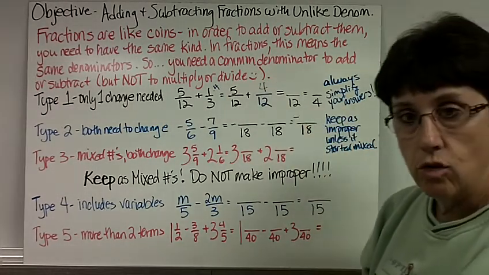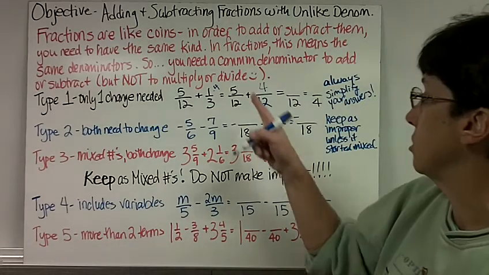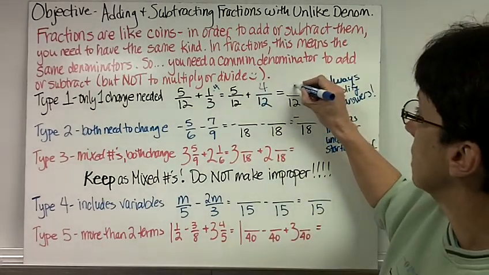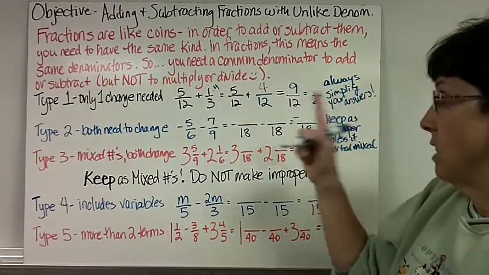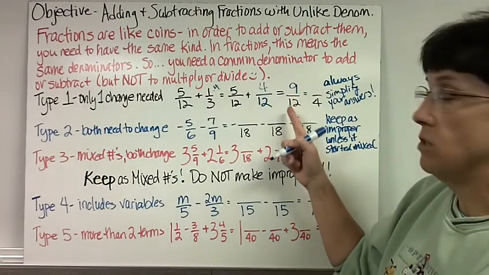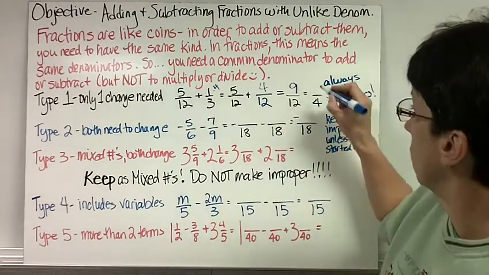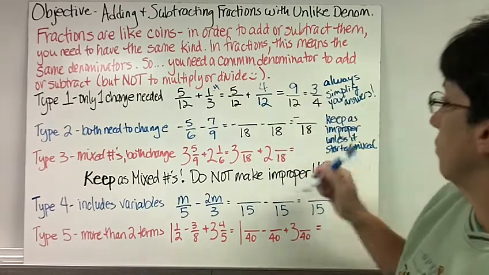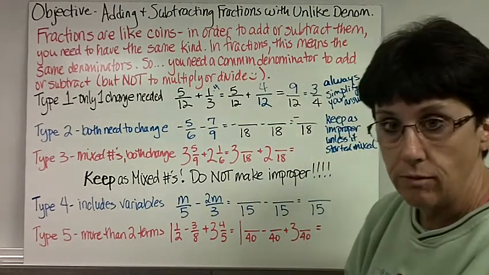Now you can add your numerators together once your denominators are the same. 5 plus 4 is 9. However, this is not simplified. There's a common factor of 3 in here. So if you divide the 3 out of the numerator and denominator, you end up with 3/4. You always need to simplify your answers.